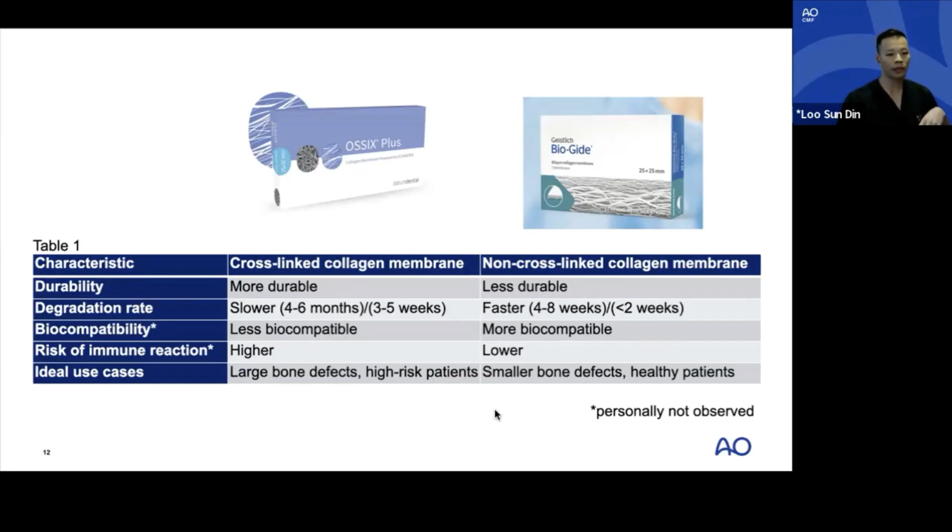to mucosalization. And it is reported to have biocompatibility issues and higher immune reaction. But personally, I don't really observe it in my patients. And the good thing about cross-link collagen membrane is you sometimes see ossification happening on the membrane itself. If I see the patient roughly 6 to 8 months later, I actually still see the membrane there, but it's hard, almost like it's bone.